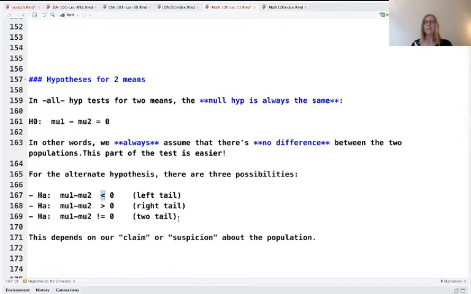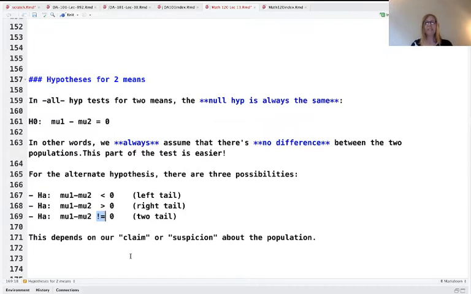Maybe we think the difference is less than 0. In other words, mu1 is smaller. Or maybe we think mu1 is bigger, that the difference is positive. Or we might just think that they're different from each other, not equal to.